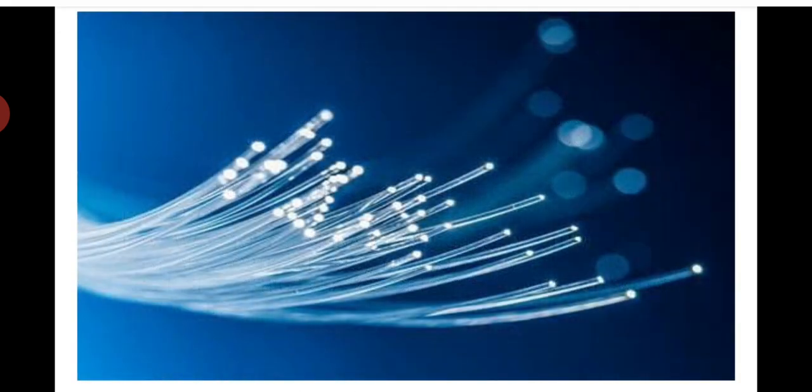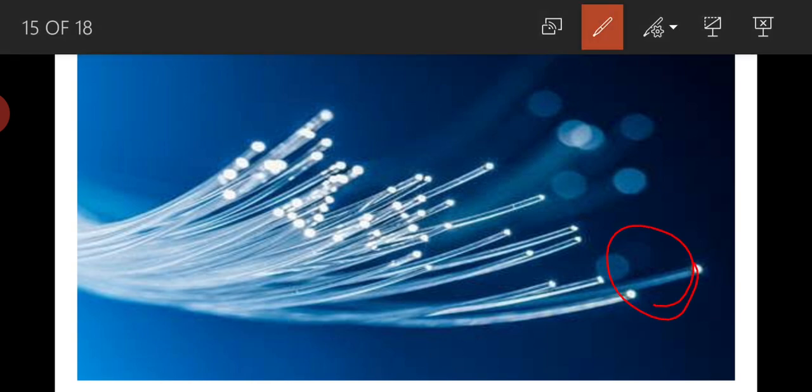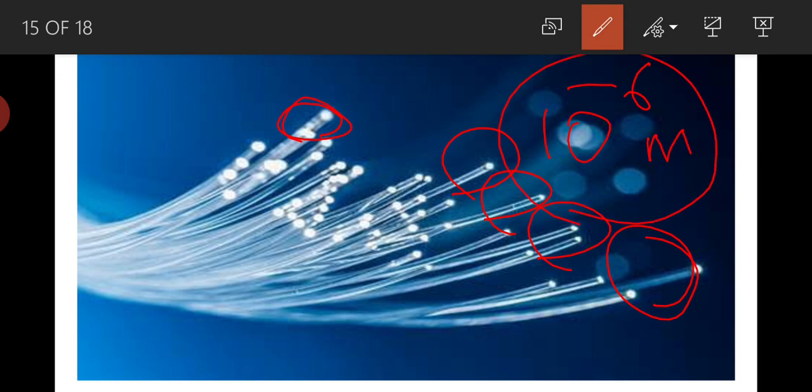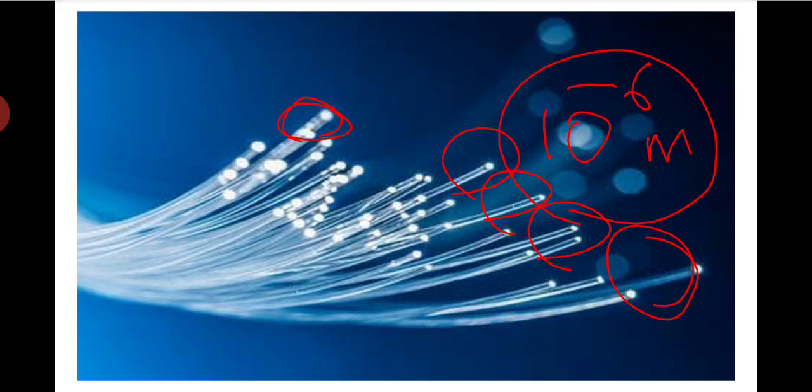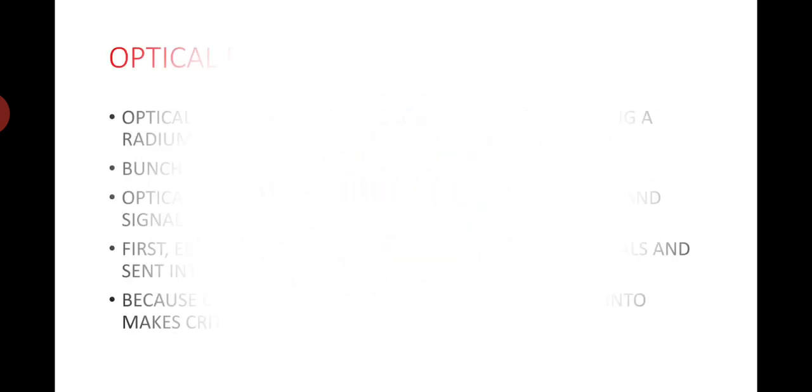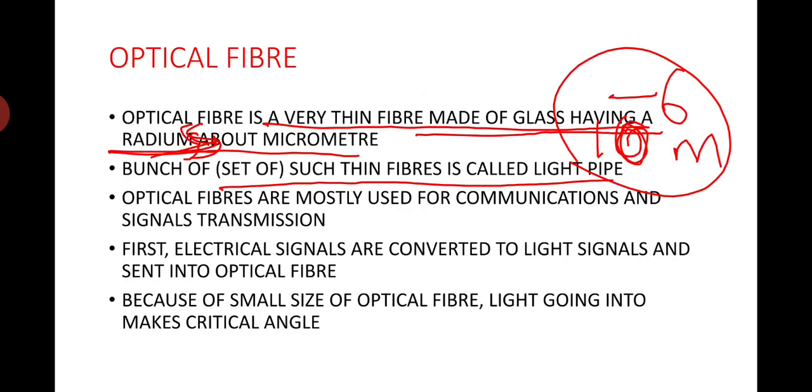In this image you can see, each fiber is nothing but an optical fiber. It is a very thin fiber whose radius is around 10 power minus 6 meters, that is, in the order of micrometer. And a set of such thin fibers is called a light pipe. It means it is used to transmit light signals. So this optical fiber is used to transmit light signals. It is mostly used to transmit communication signals.